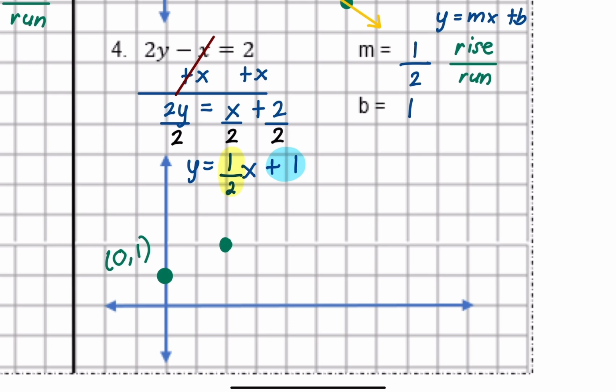And then next, again, doing the same step. From this point, our rise is 1. So we go up 1 unit, and our run is 2. We go 2 units to the right. 1, 2. So this is our next point. Last step, just connect these 3 points. And that is the graph of 2y minus x is equal to 2.